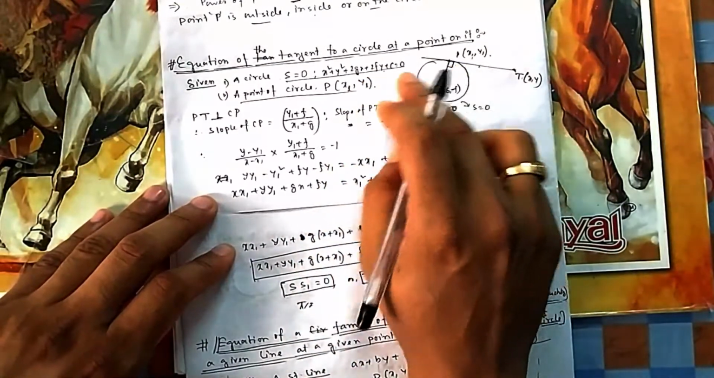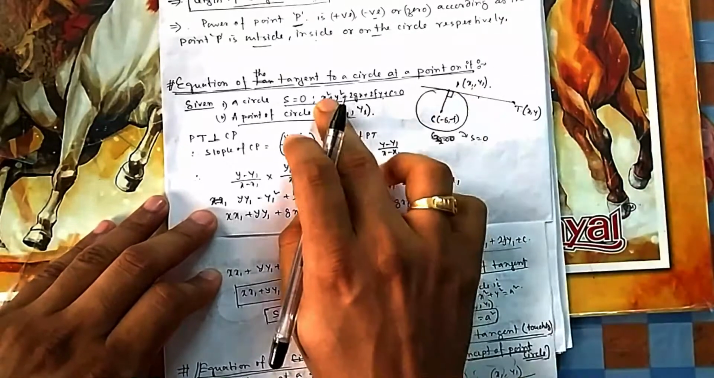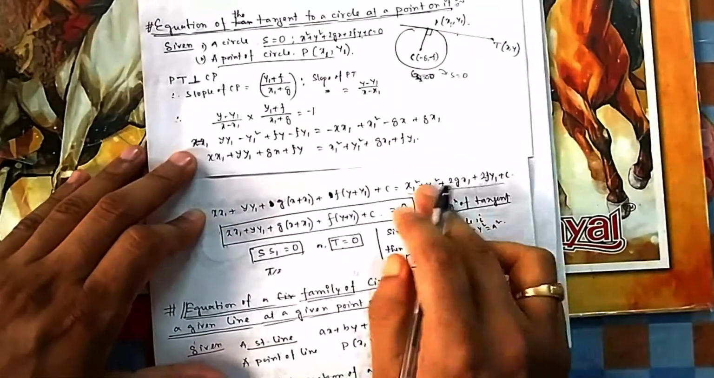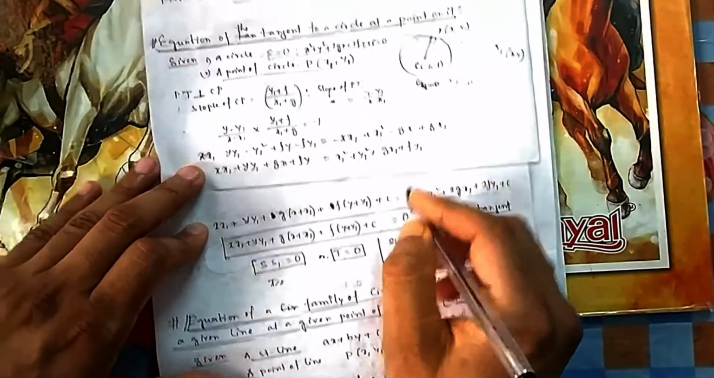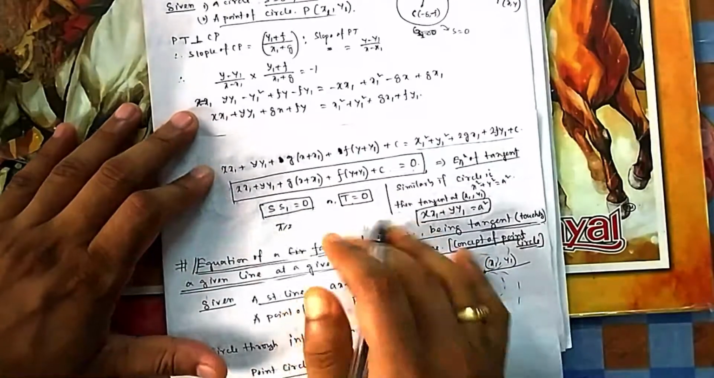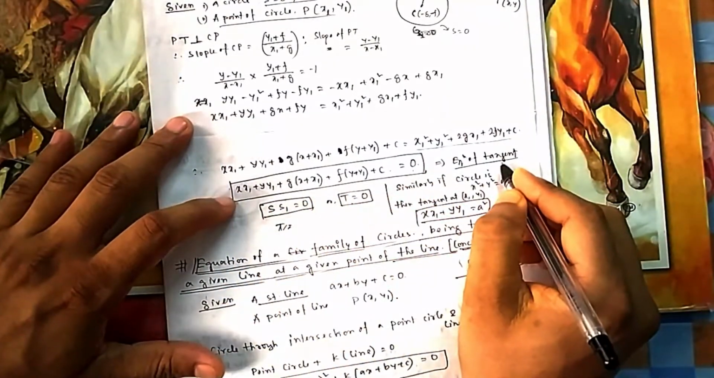Because the point is lying on this circle, if you put the point in this one, that means your power of the point, which should be equal to 0, because it is lying on the circle, it should satisfy the equation. So this side is 0. So this represents the equation of the tangent.